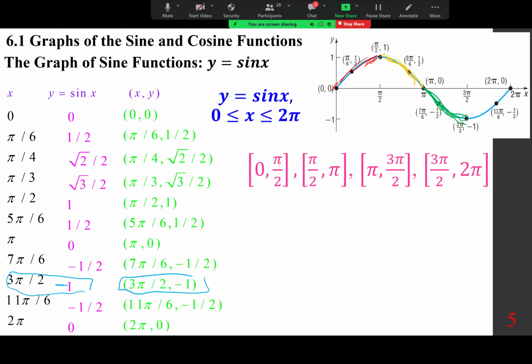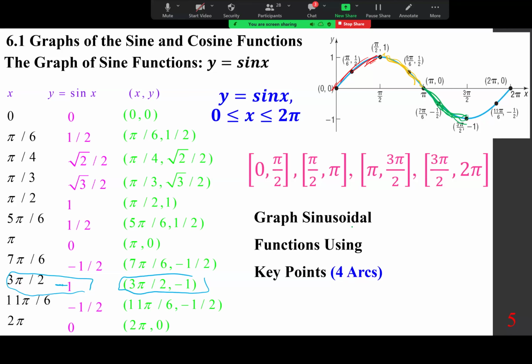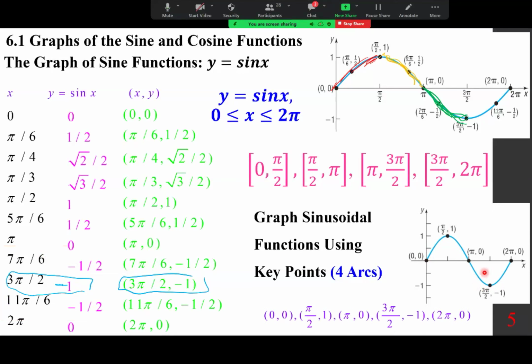And we can see the graph of sinusoidal functions using key points, using 4 arcs, everybody. 1, 2, 3, 4. And the key points are the intercepts. Look at 0, 0, pi, 0, 2 pi, 0. Those are the x-intercepts. And by the way, 0, 0 is both an x and y intercept. We have pi over 2, 1, the maximum, 3 pi over 2, negative 1, and that will help craft this nice and easy.